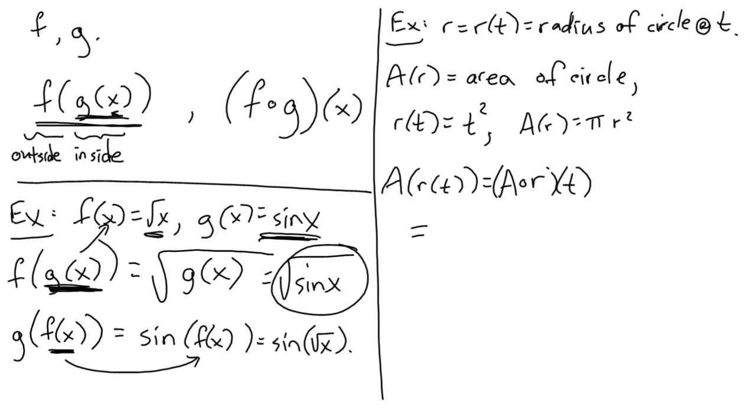So this is going to tell us how the area changes with time, and all we do is we take pi, and then instead of r, we know that r equals t squared, right? So instead of r, I'm going to write t squared, and then I do the A function to it, so I multiply by pi and I square it. So A of r of t would be pi t to the fourth. And that tells me how the area depends on time. Okay, so that's kind of how we use these in practice. One thing changes another, that other thing changes a third thing, that third thing changes the fourth thing, and so on.